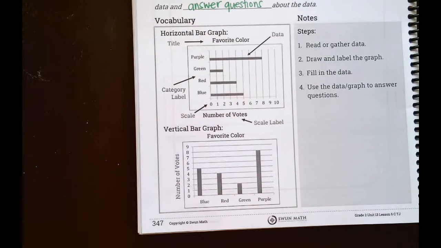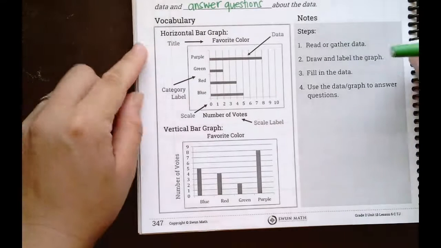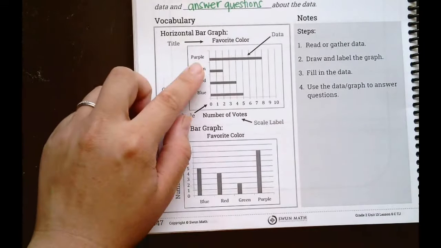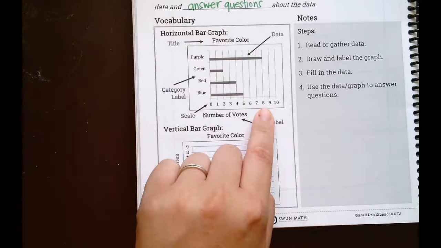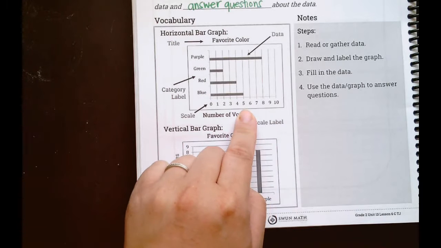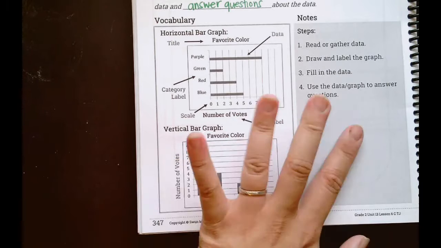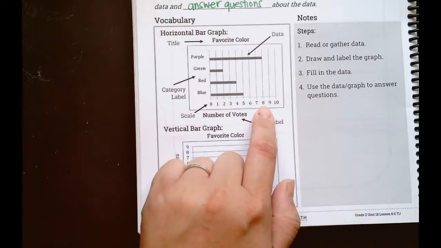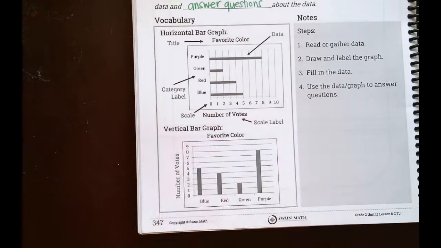numbers that you have. Okay, so which one is the largest bar? Purple. And how many does purple have? 8. So you're not going to make a scale with just 5 on it. And you don't want to make a scale all the way to 100. You just want to put enough numbers on the scale for the largest number to fit.